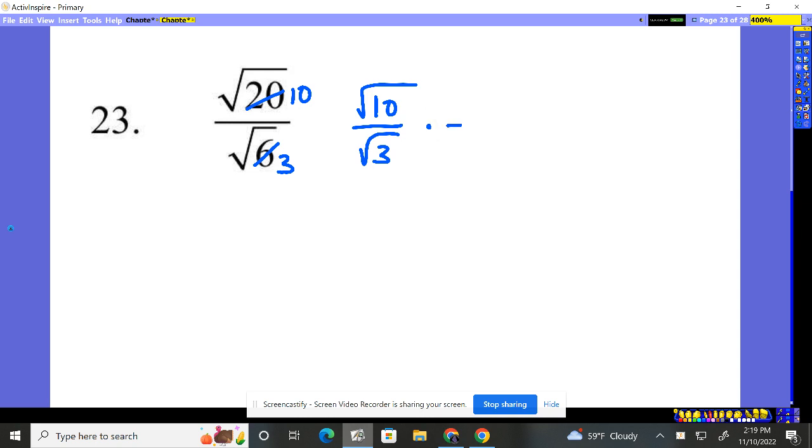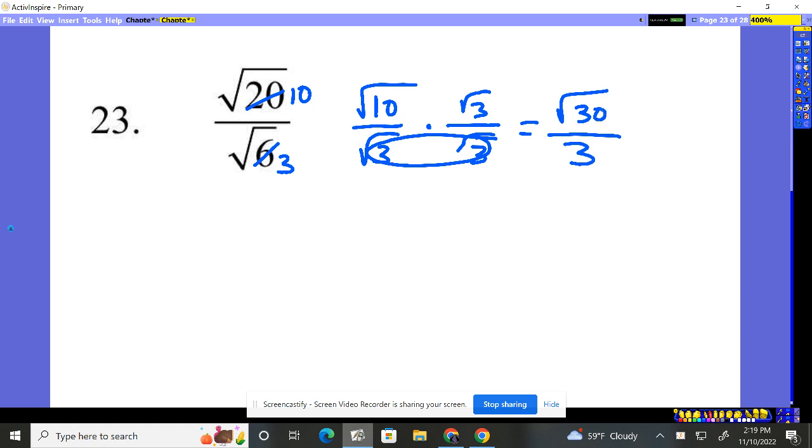So I'm going to multiply by square root of 3 over square root of 3. That way these guys will give me a nice whole number of 3 there. Up top, root 10 times root 3 is root 30. If you try to break 30 down, you're going to see it's a 2 times 3 times 5, so they don't have a pair. Can't go any further, so that's it.